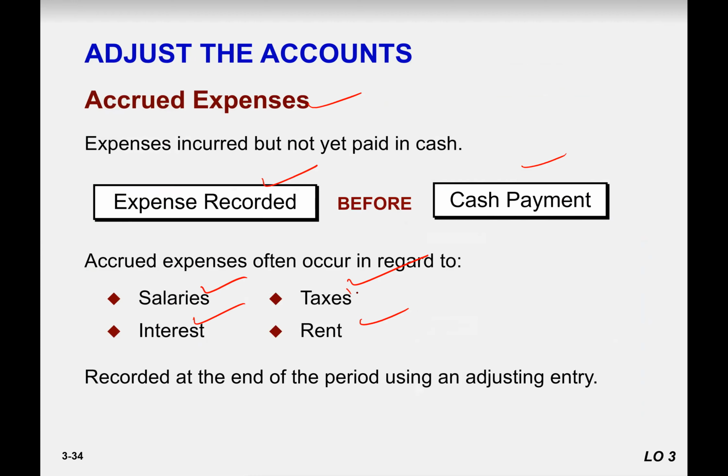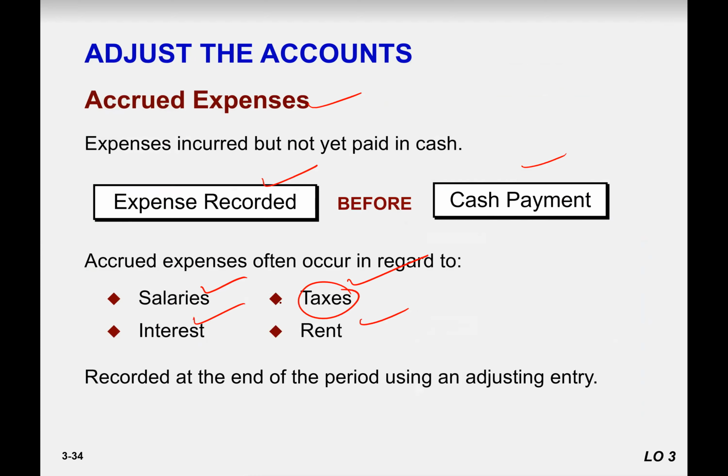So sales tax: you sell the goods throughout the year or throughout the month, and at the end you need to submit the tax to the government. So on 30th of June, how much is the tax that you need to submit? Until you submit, before that it becomes our liability. When you paid, it becomes your expense.